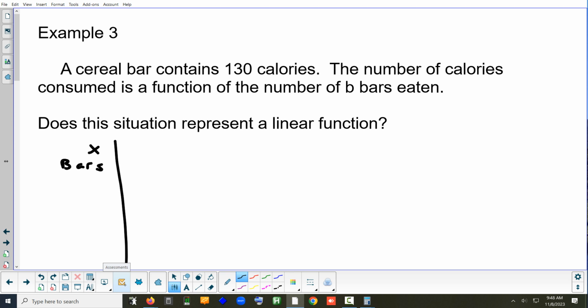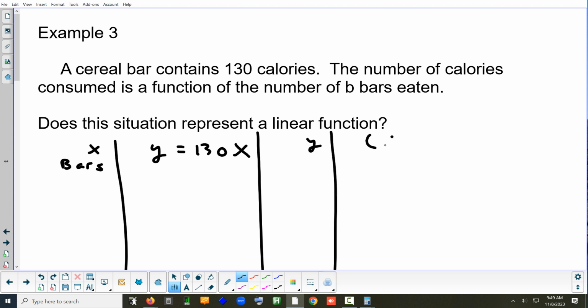130. So what if you ate 2 bars? 260. So what did you do to 130 to get 260? Doubled it. So the formula is going to be y equals 130 calories times how many bars you eat. If you eat 1 bar, you get 130 calories. 2 bars, 260. 3 bars, 390, and so on. So then we'll put our y, and then we'll do our coordinate.